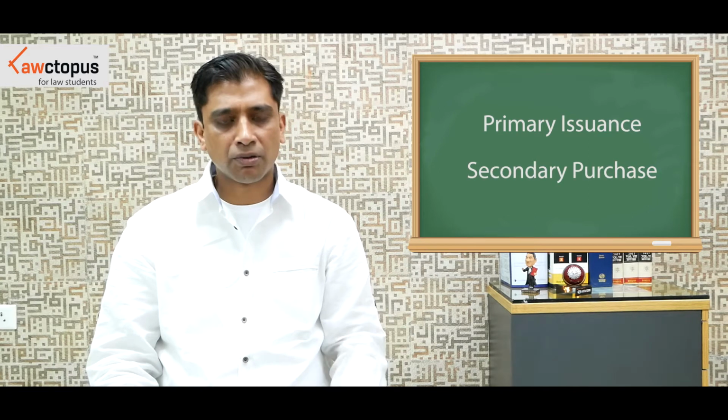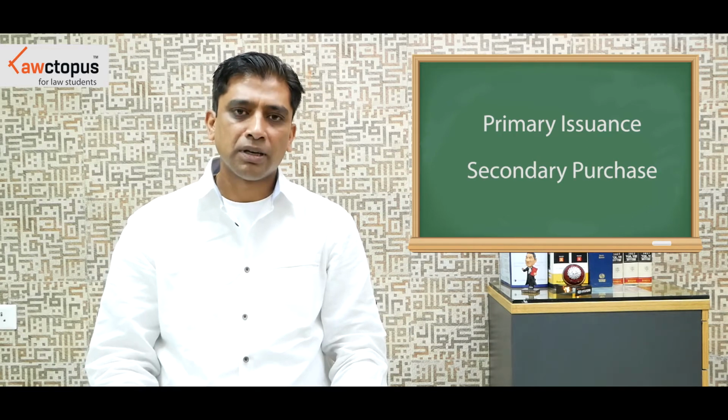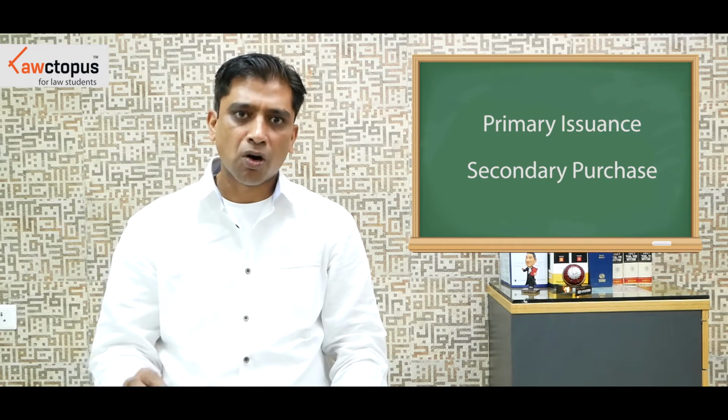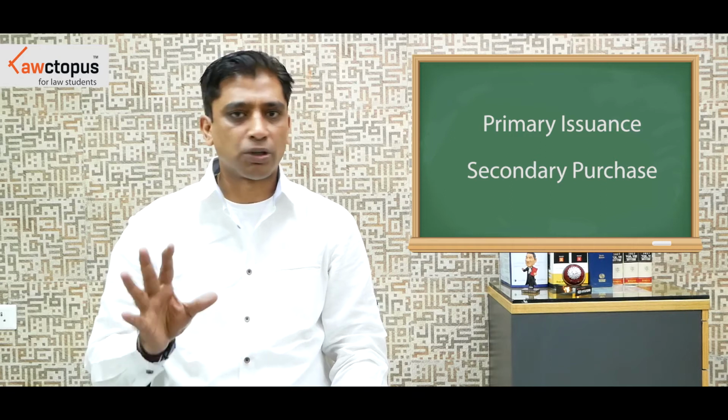So M&A from a corporate law point of view means that when one company is acquiring shares in another company. Now the acquisition of shares by one company in another company can be either through a primary issuance or through a secondary purchase. What I mean to say is that the company can either get fresh shares subscribed or can purchase them from the existing promoters of the company. Now why do they do that? They do that to form a strategic alliance.